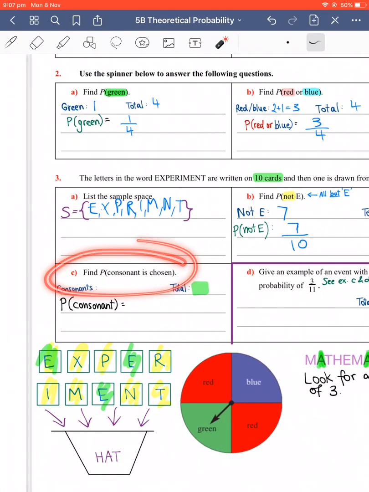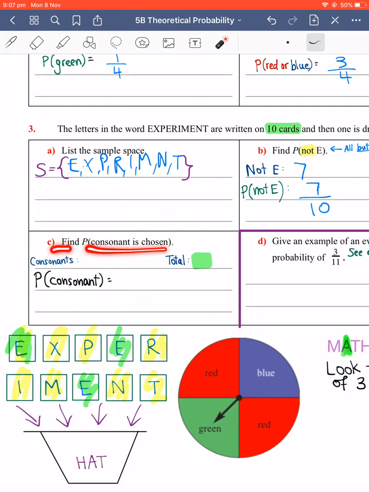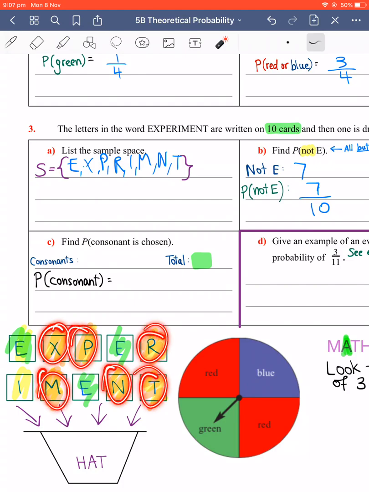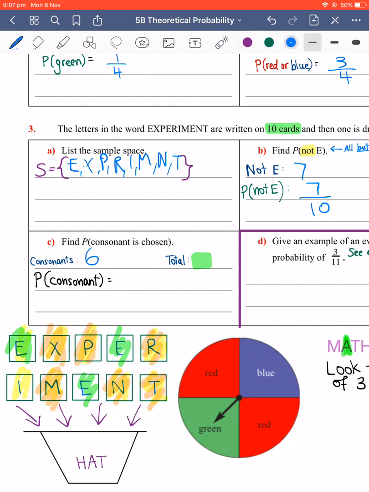Second last one. So we want to find the probability of getting a consonant. So remember, a consonant is something other than A, E, I, O, and U. So all the other letters. So if I'm now looking for that one in particular, I've got X, I've got P, I've got R, I've got M, I've got N, and I've got T. So I have a total 1, 2, 3, 4, 5, 6. So I have 6 consonants. And my total, remember, was the 10 cards. So my probability of getting a consonant is 6 over 10.